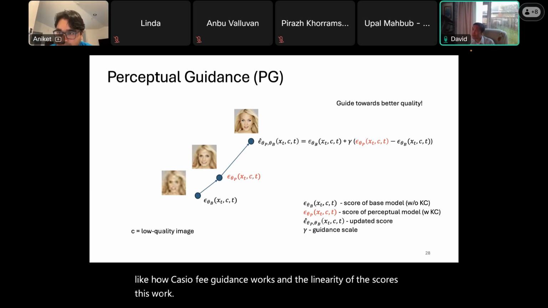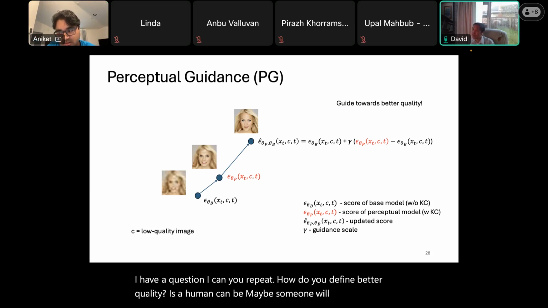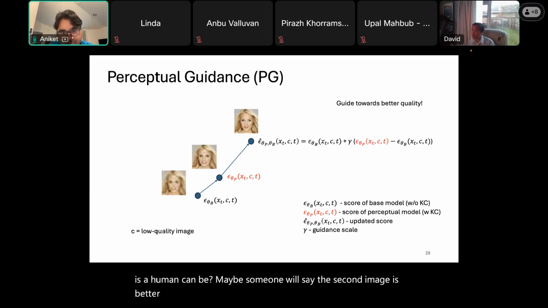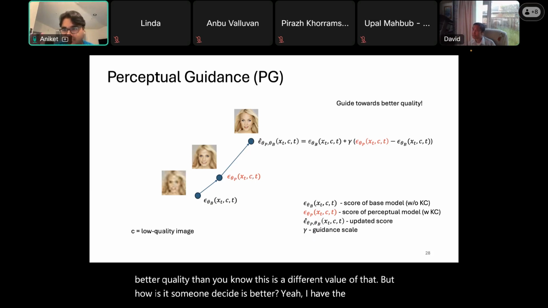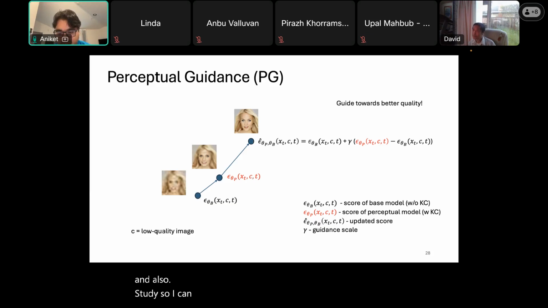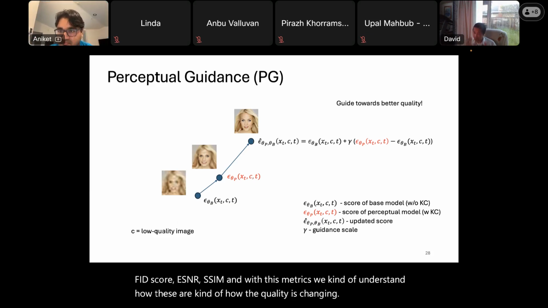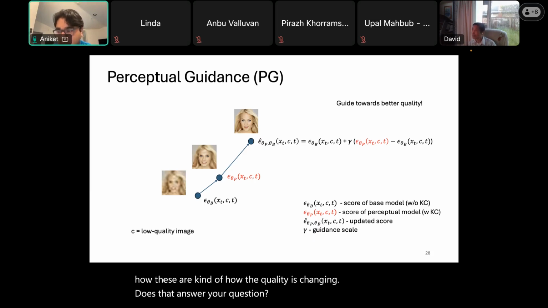Well, I have a question. Can you repeat? How do you define better quality? A human, maybe someone will say the second image is better quality, then this is a different value of that. But how does someone decide that it's better? Yeah, in the next slides onwards, I have the quality metrics and quantitative metrics, and also a human study, so I can show that next. Basically we are using the standard metrics, FID score, PSNR, SSIM, and with these metrics we understand how the quality is changing. Does that answer your question? Yes, yes. Okay, yeah.